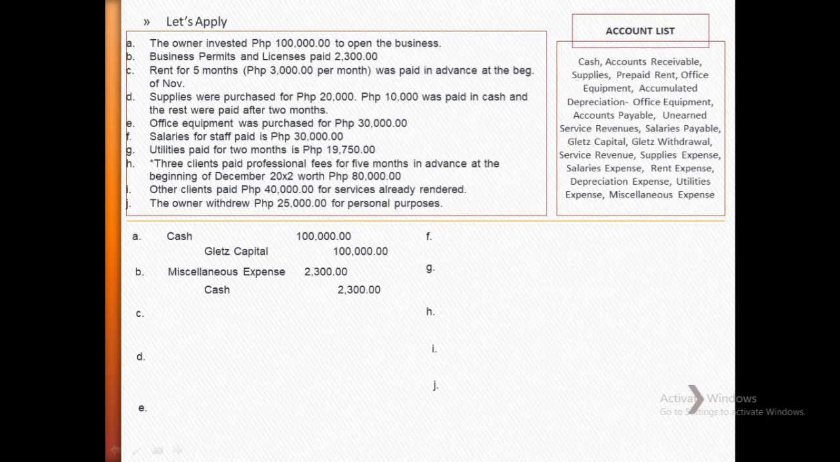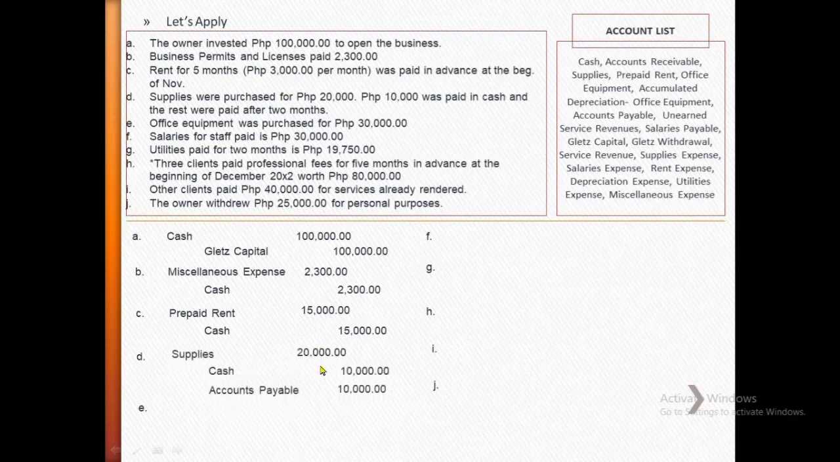Next is letter C. You have paid advance rent for 5 months. So what will you do? Of course, debit prepaid rent 15,000 and credit cash 15,000. Transaction letter D has already been answered and analyzed earlier. So we debit here supplies 20,000 and credit cash for the down payment, and the unpaid balance is credit accounts payable of 10,000. And on letter E, since you have purchased a new asset, we are going to debit office equipment 30,000, but we're going to credit cash 30,000 because we have sacrificed the cash.